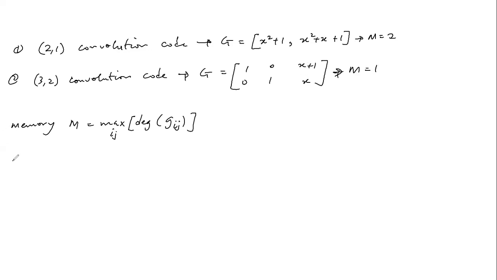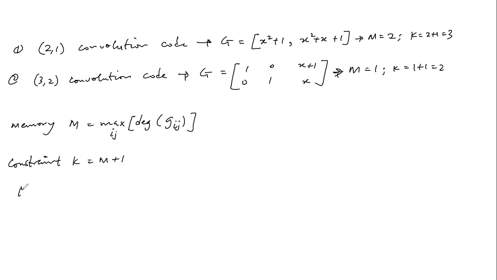Also, we define the constraint length k, which is the same as m plus 1, and it is the size of the shift register in the memory encoder without feedback. So it implies that the number of stages needed for the combinational logic to produce the output bits here will be m plus 1. And in this case, the constraint length k is 2 plus 1, which is equal to 3. And in this case, the constraint length is 1 plus 1, which is equal to 2.